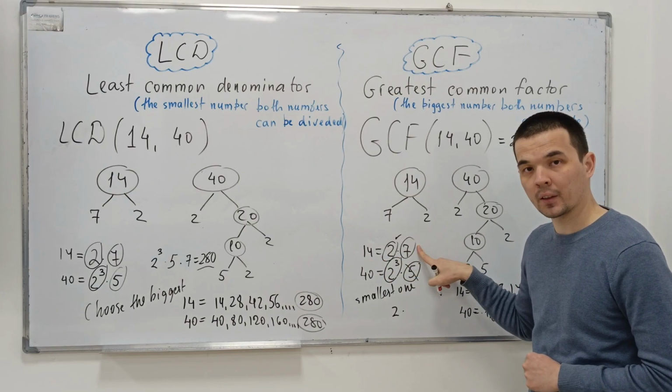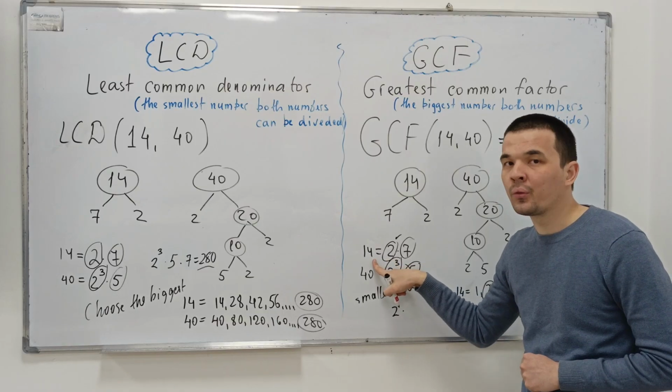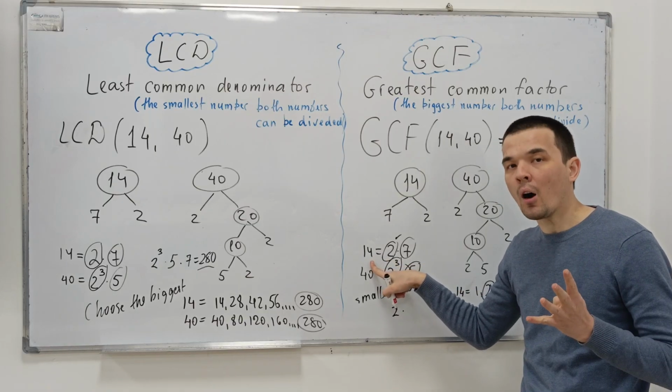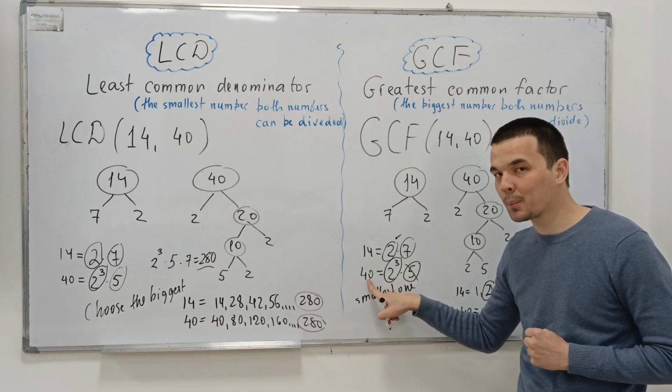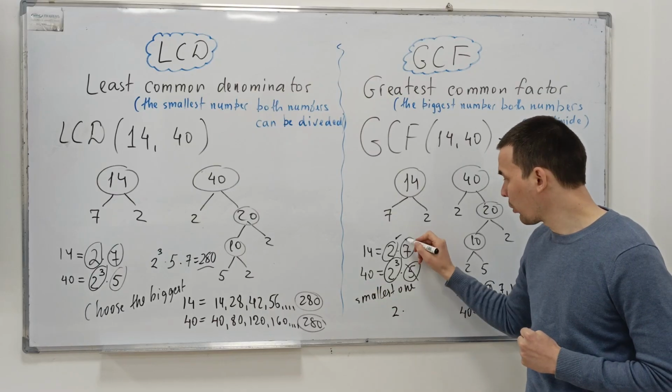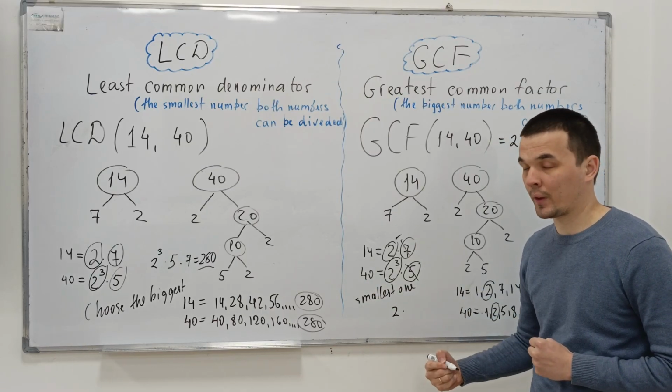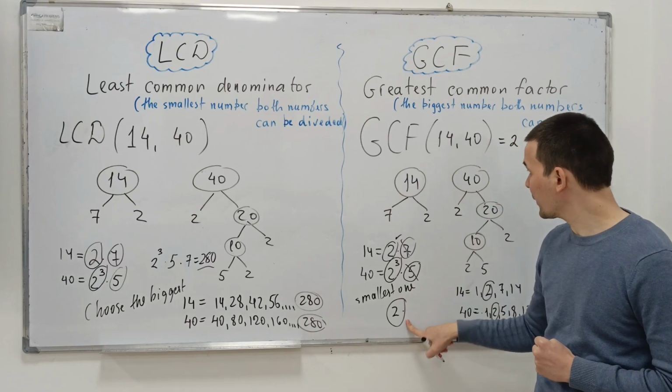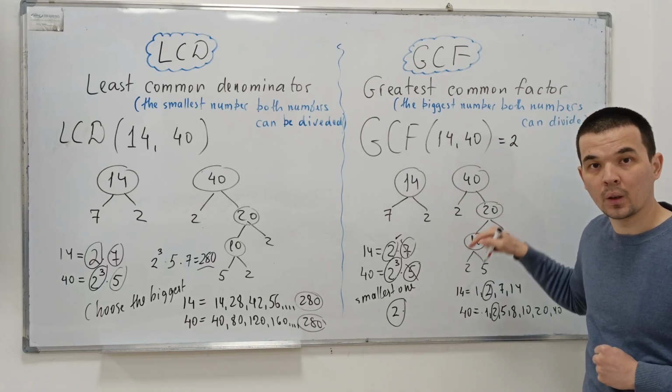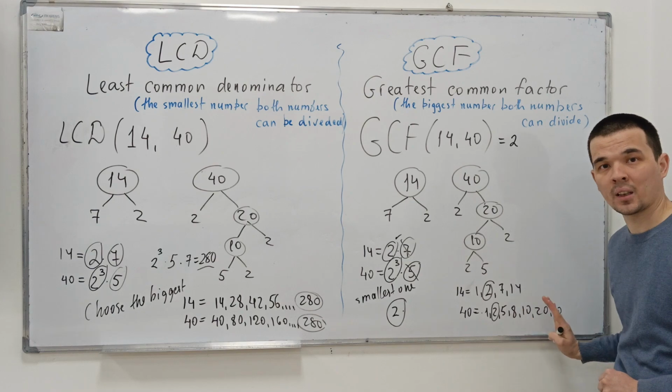What about 7? 7 can be divided into 14, no problem. However, 7 cannot be divided into 40. That's why we cannot take 7 as well. So the final answer is 2, as I showed you on the category.